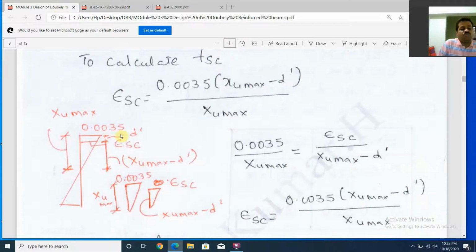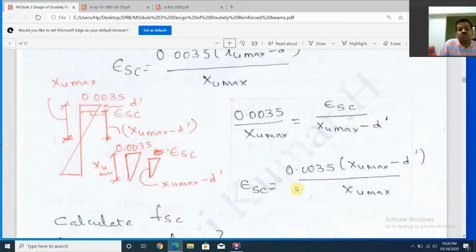triangle where it is the maximum strain in the concrete here, and the strain in the compression steel, ESC. So I have two triangles, the first triangle and the second triangle. Based on these two similar triangles, we write down a relationship: 0.0035 divided by XU max is equal to ESC divided by XU max minus d dash. So with that we get ESC is equal to 0.0035 times (XU max minus d dash) by XU max.